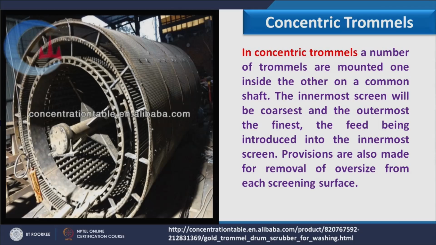So, it is different from the compound trommel. In a compound trommel, different screens are arranged in series. However, in concentric trommels, screens are arranged in parallel to one another.